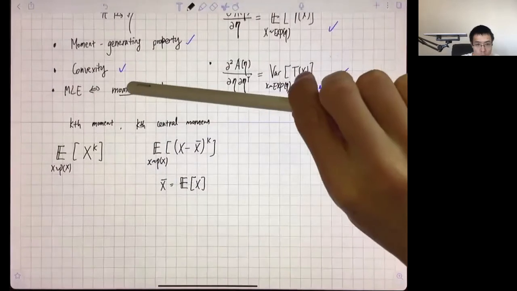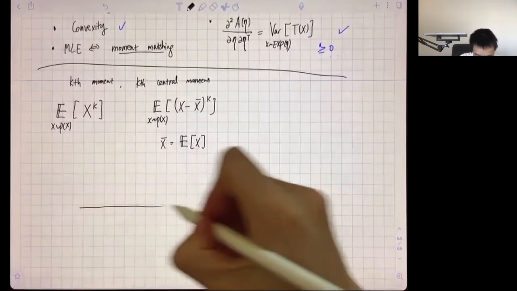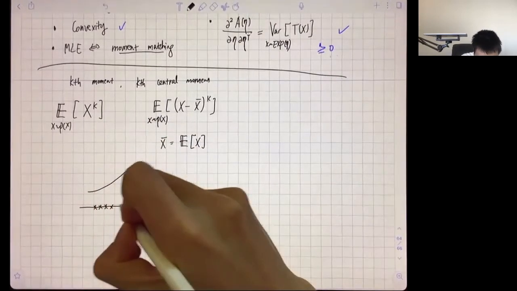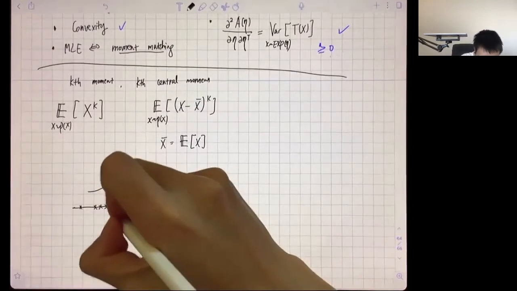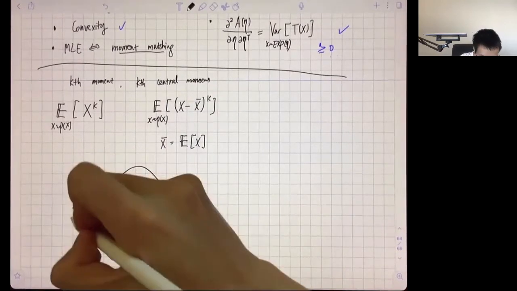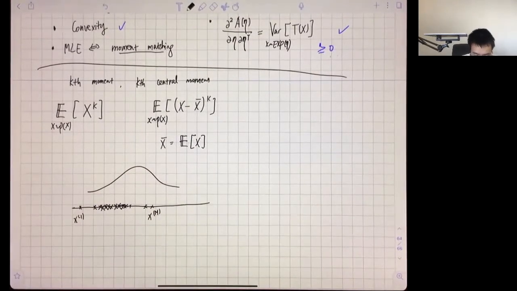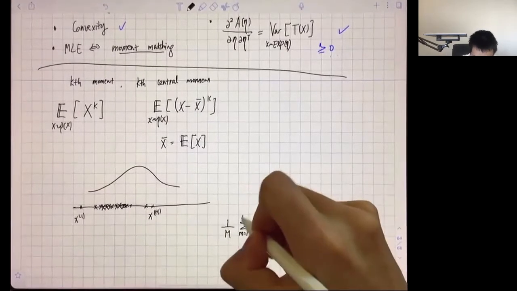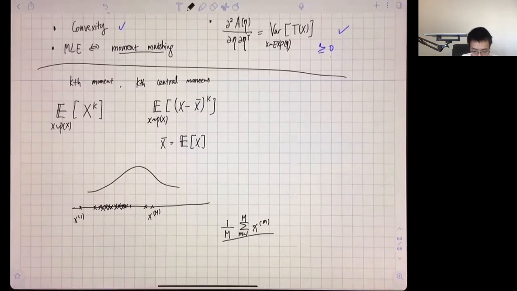So the idea for moment matching for parameter estimation is that you can compute the empirical moment. So let's say we have a Gaussian case. So suppose this is my Gaussian, okay? And suppose these are my data samples, x1 up to xM. Now I can compute the empirical moment. I say 1 divided by M, the summation over m from 1 to capital M, of xm, is my empirical moment, okay? So it's the moment computed from my data.